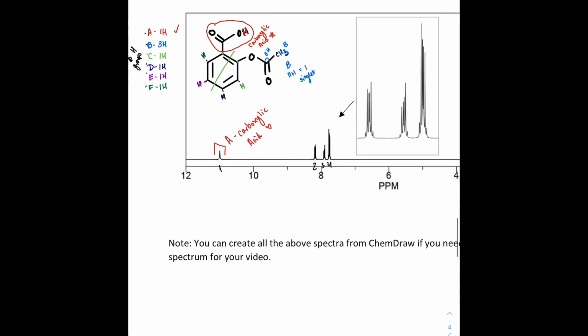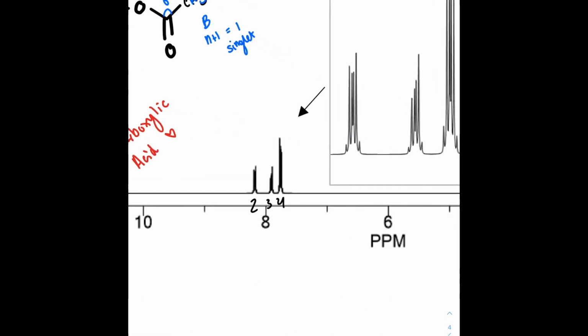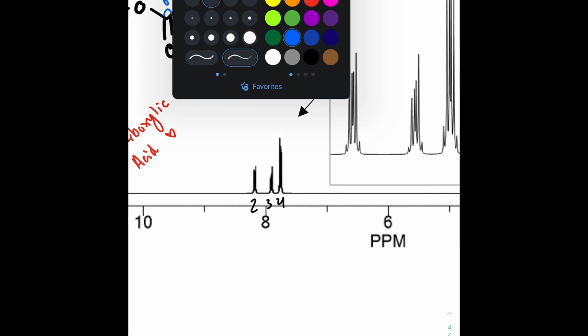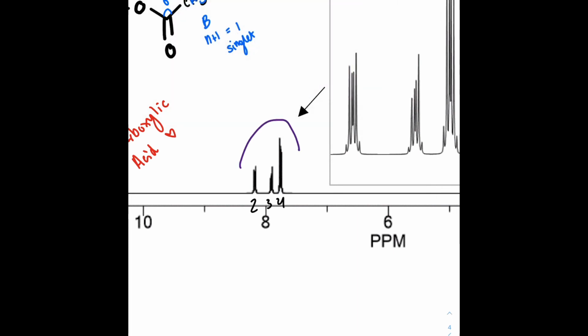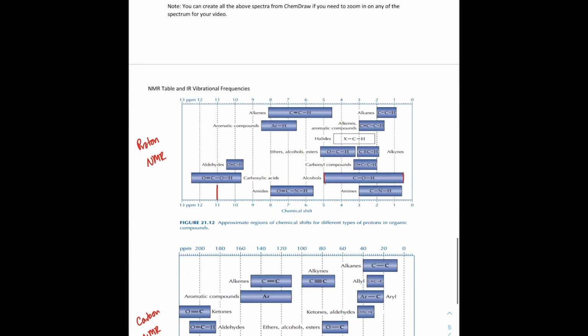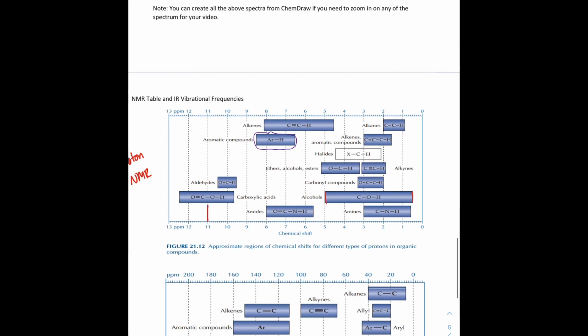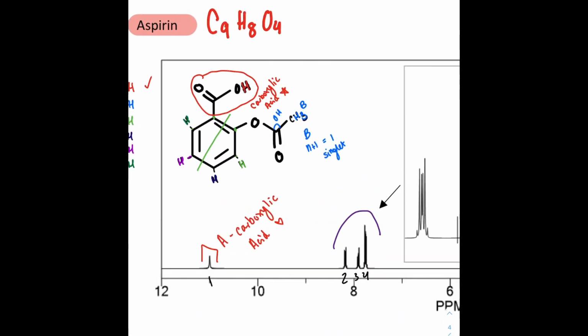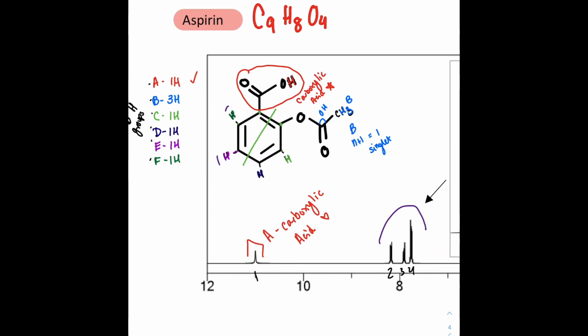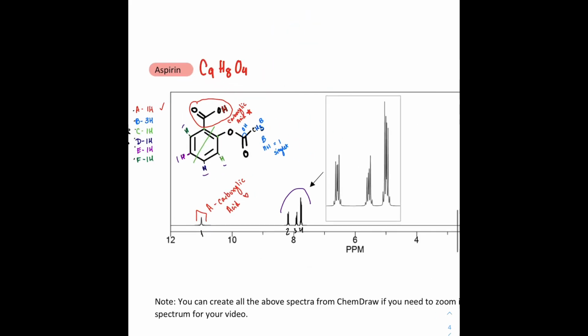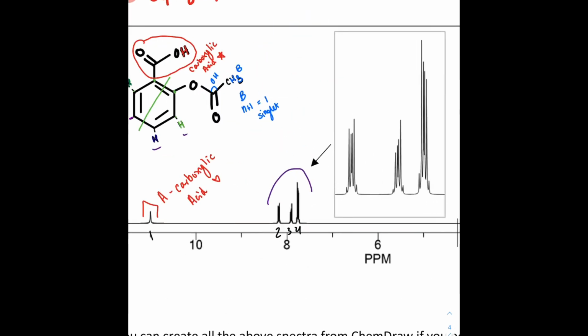And all of these peaks are right around the range of 8. So we're going to scroll back down to our handy dandy table and look at 8, and we realize that the range around 8 is usually reserved for aromatic compounds and the hydrogens associated with them. So that means that any of these 4 could go into these 3 peaks.